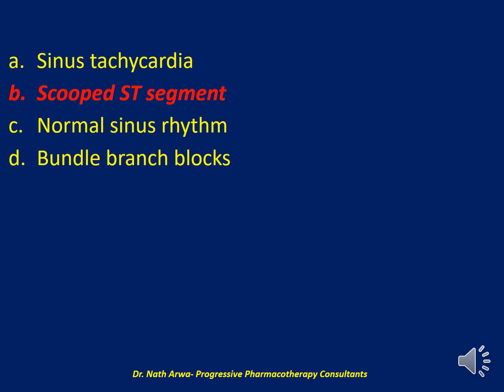Now, a classical sign of digoxin toxicity is scooped ST segments. There's also paroxysmal atrial tachycardia with AV nodal blocks. You can also observe junctional rhythm, sinus bradycardia, ventricular tachycardia, ventricular fibrillation, or even bradyarrhythmias. There is a wide variety of dysrhythmias seen on the ECG with digoxin toxicity due to conduction delays and increased automaticity. Let's move to the next question, please.